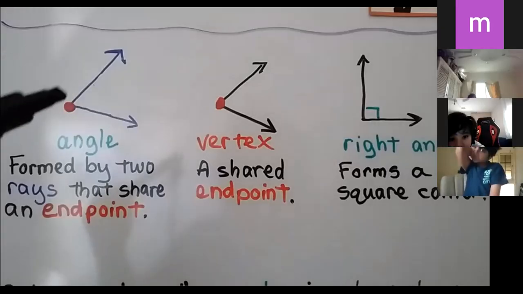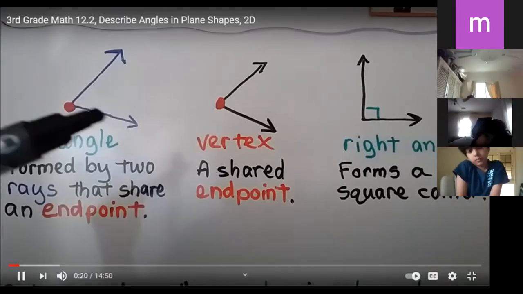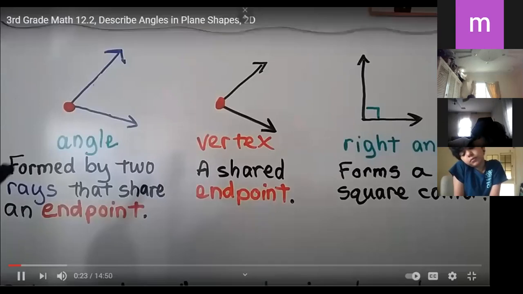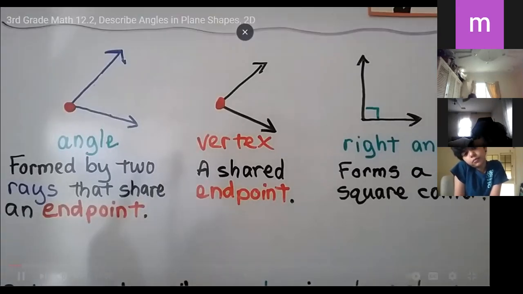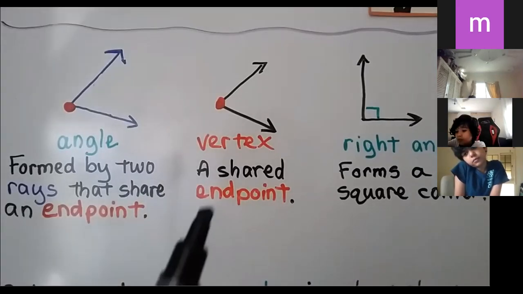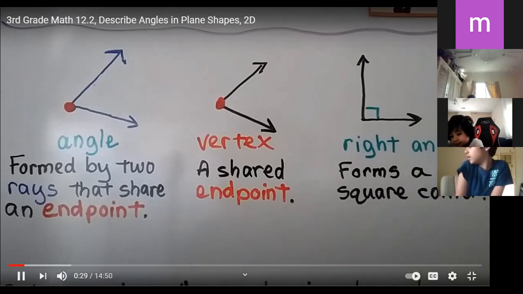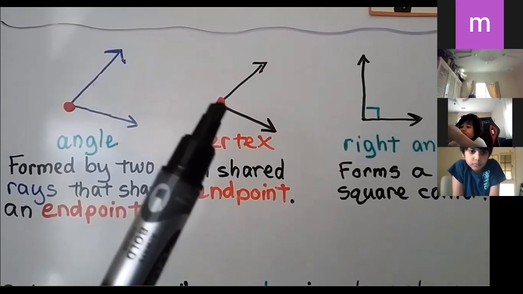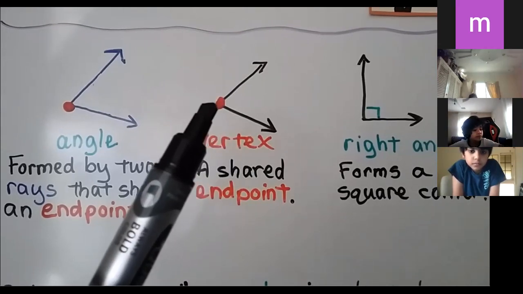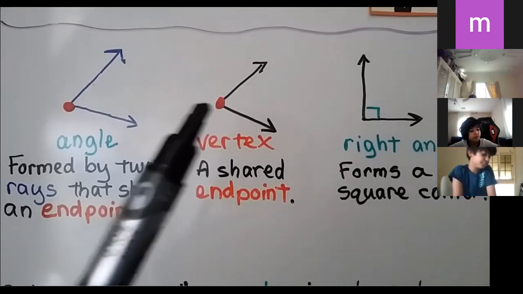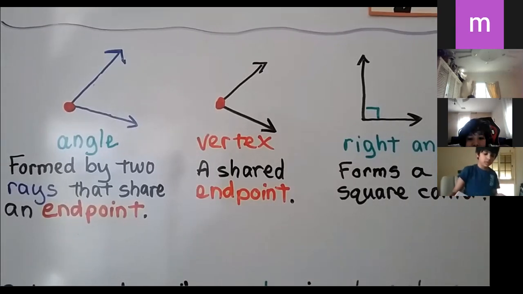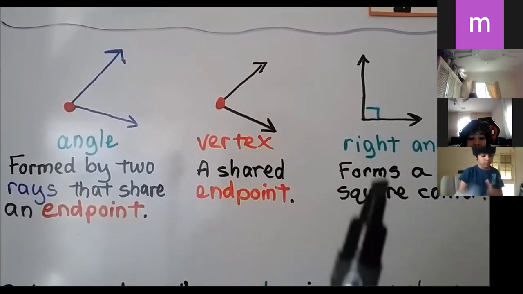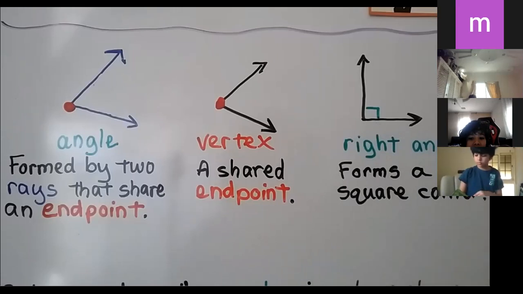A ray coming up this way and a ray coming this way, and they share an endpoint. A vertex, right here, that's a shared endpoint. So where the two rays start, that's the vertex right here, and it's the endpoint. This is a right angle. It forms a square corner.